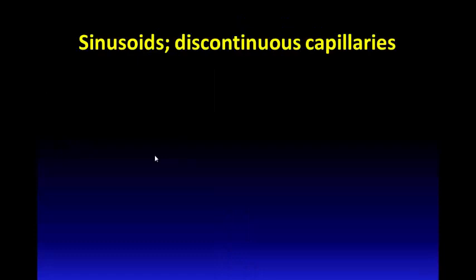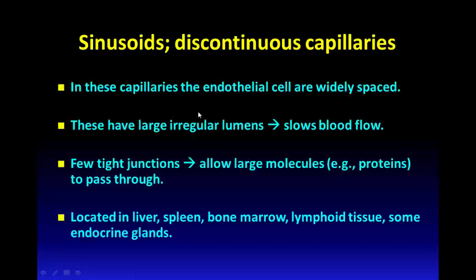The third type of capillaries are the discontinuous capillaries, which are also known as the sinusoids or the sinusoidal capillaries. In these capillaries, the endothelial cells are widely spaced, so they have much wider intercellular clefts or intercellular slits between the adjacent endothelial cells. They also have large irregular lumens, and this slows blood flow through these sinusoidal capillaries.